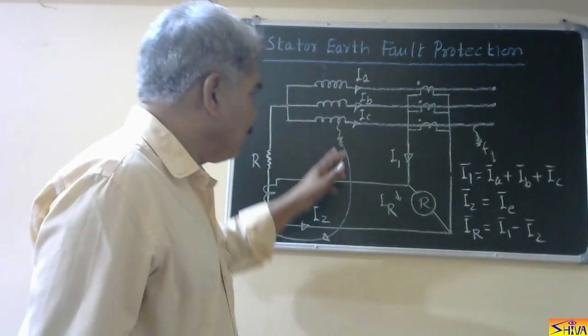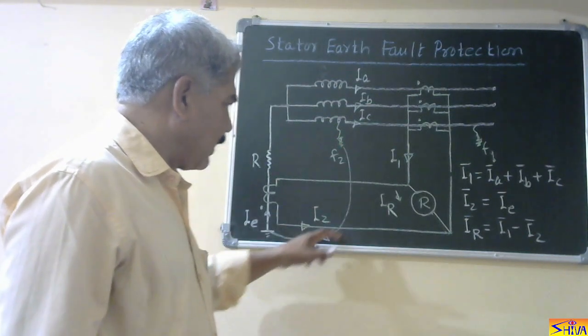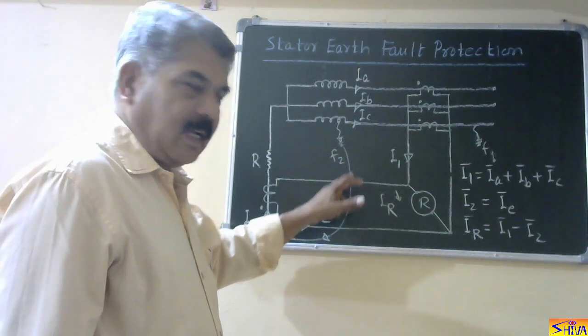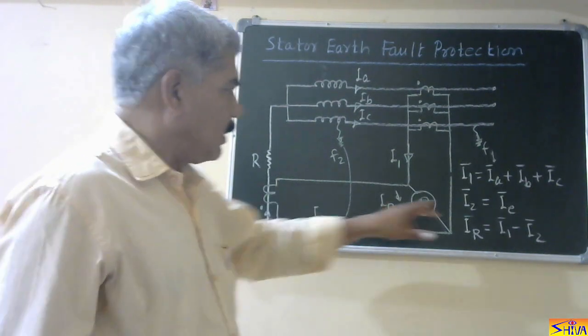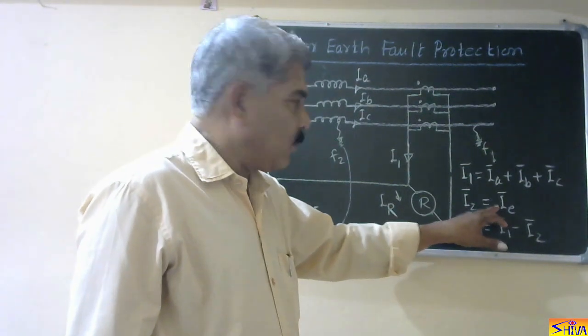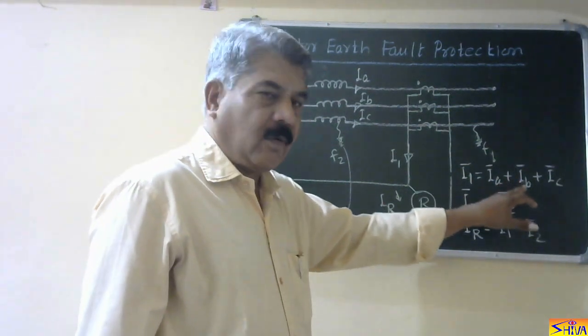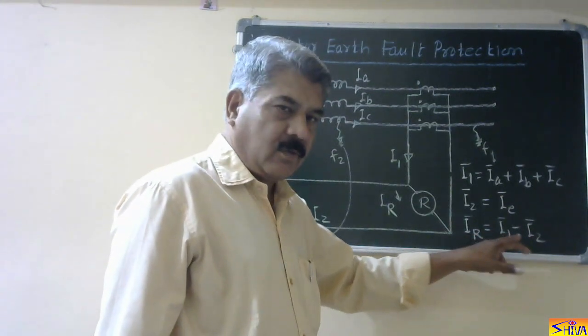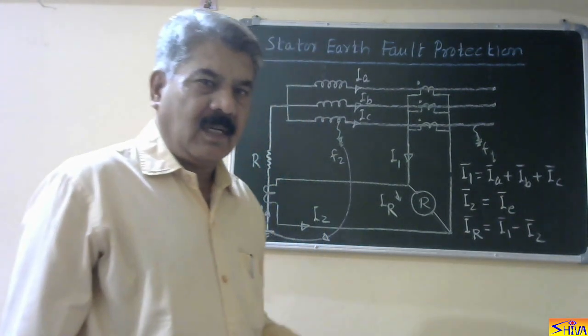Again, I will repeat, this earth fault, we can show earth fault current like this. So if we denote this by IF2, this IF2 is flowing through this CT. So I2 will be equal to IF2. This I1 will not be equal to IF2. Therefore, relay current is not equal to 0. Therefore, this relay is operating.